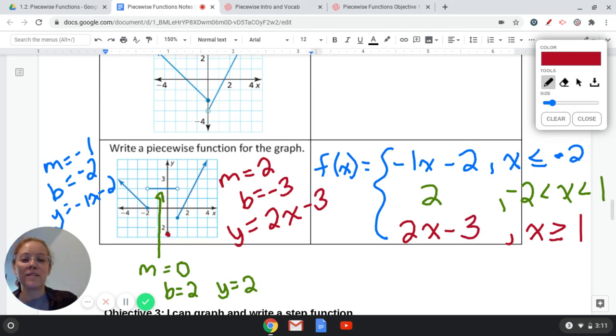All right, 2x minus 3, and this is our piecewise function. We have 3 different expressions, 3 different domains, and it represents this graph right here.